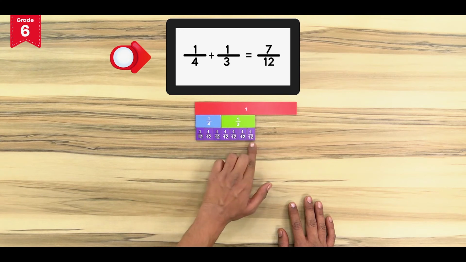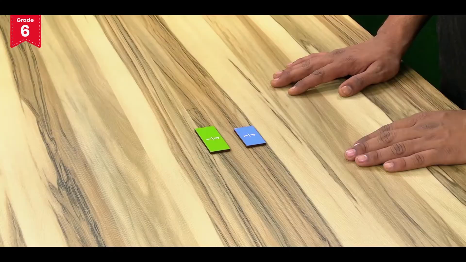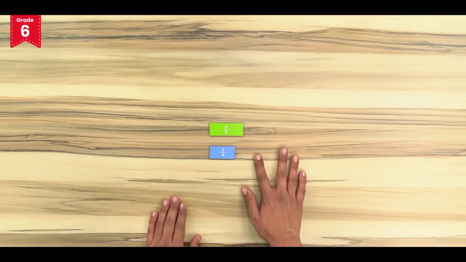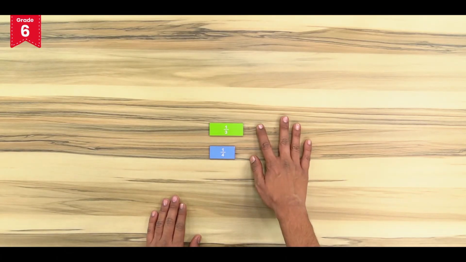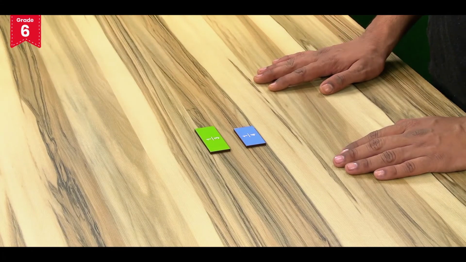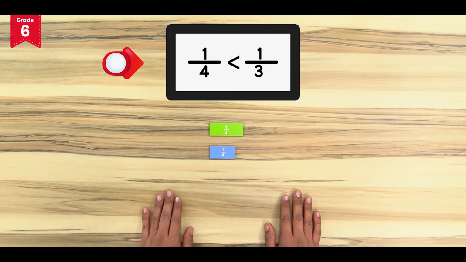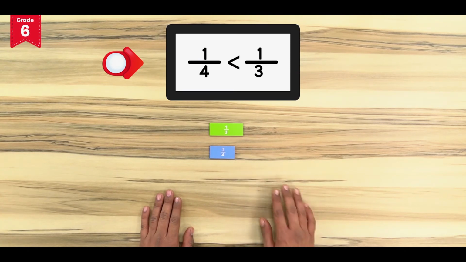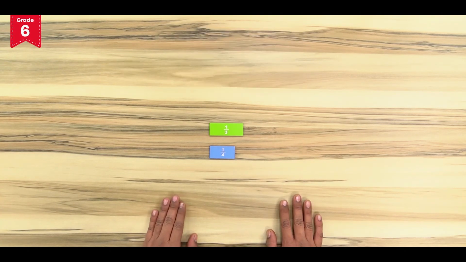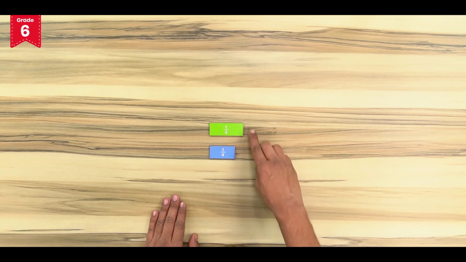fraction 7 by 12. Now let us learn to subtract the fraction 1 by 4 from the fraction 1 by 3. We must know that the value of the fraction 1 by 3 is greater than the fraction 1 by 4. We shall find the difference of the two fractions.